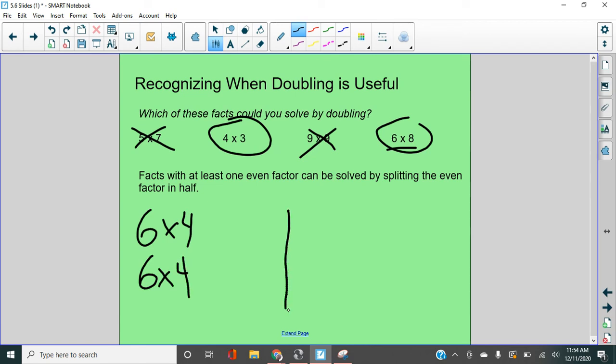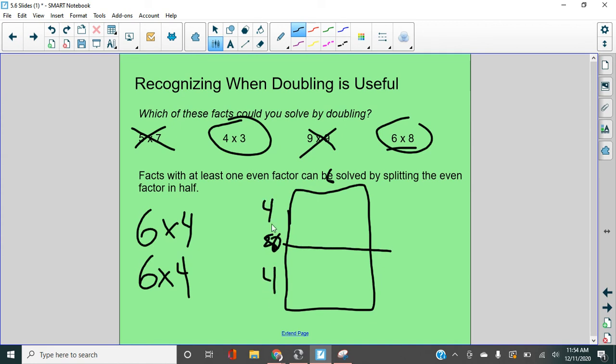And so on our rectangle, if we had 6 here and 8 over here, well, now we're going to split this way, right? You can split things more than one way here. So we have 4 and 4. So this box is 6 times 4, and this box is 6 times 4. See how it's going to turn out the same answer? 48. All right, so this can be very useful for some of those facts.